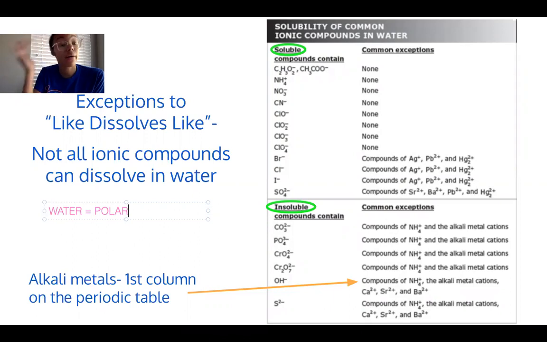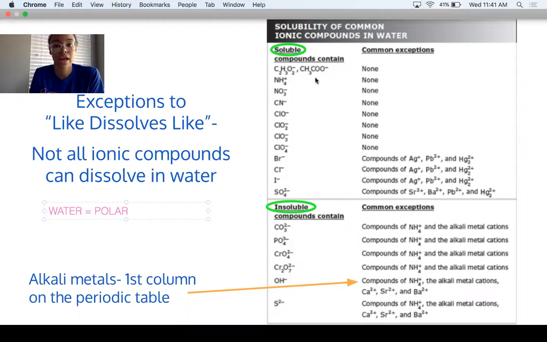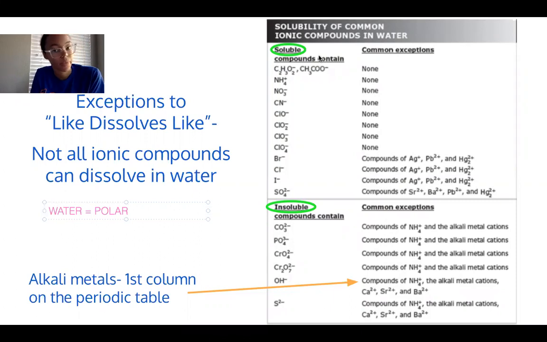So water is polar. However, how is it possible that we have polar ionic compounds that don't dissolve? Well, we got a chart of exceptions. The entire purpose of today is to get you to a point where you are able to read this chart. Okay. So this chart, whenever you are reading a chart, it is important that you start off with reading the title.